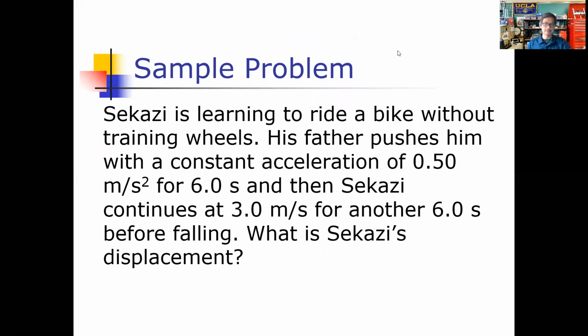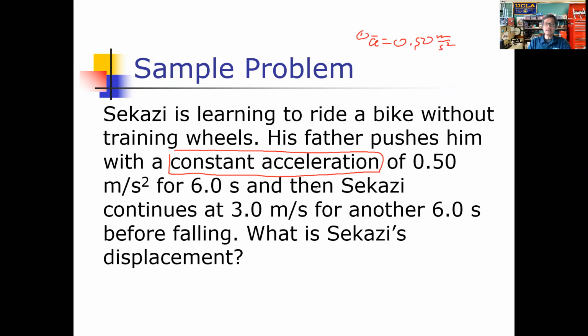Take a look at an example here. We have a person moving here, and let's identify what we're given. We're told that this object, Sikazi, has a constant acceleration. So we have a constant acceleration mentioned, an acceleration of 0.5 meters per second squared. That's taken from the problem here.